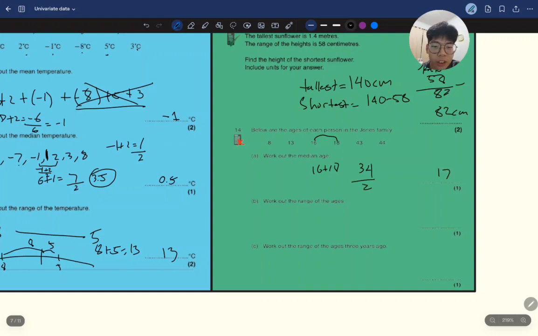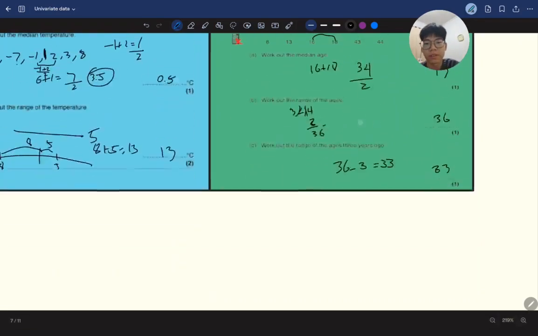Work out the range of the age. The highest one to the lowest one. So 44 minus 8 is 36. Work out the range of the ages 3 years ago. So everyone's 3 years younger. So 36 minus 3 equals 33. Therefore, it's 33.